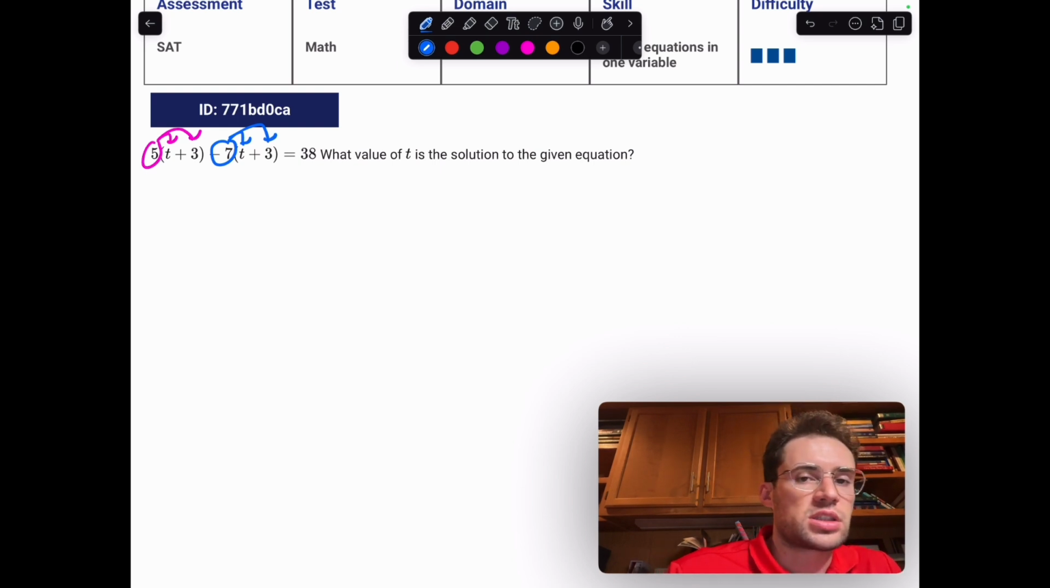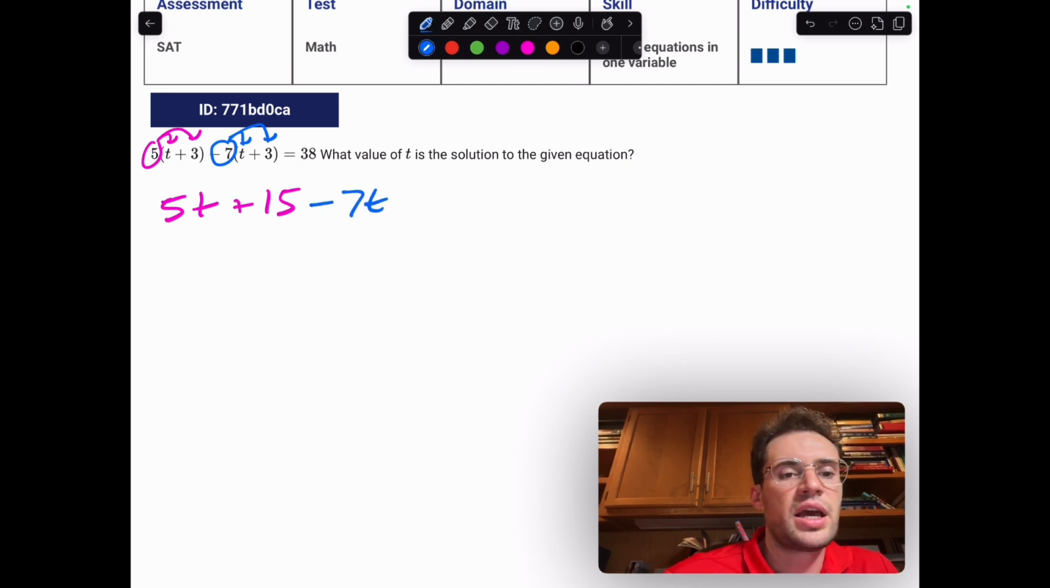All right, so it's going to give us, in this case, 5 times t is 5t, 5 times 3 is plus 15. Here we have negative 7 times t is negative 7t, and negative 7 times 3 would give you negative 21. Right, that's going to be the main way that people mess this up, is they're going to do plus 21. Just take your time there. And then that is equal to 38. And we're just solving for t.